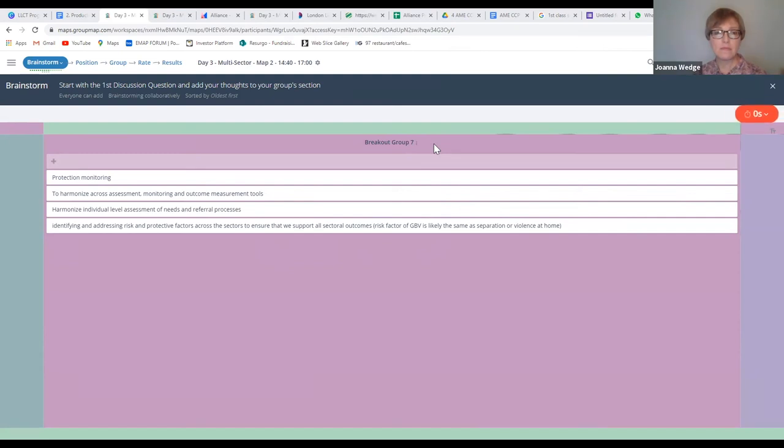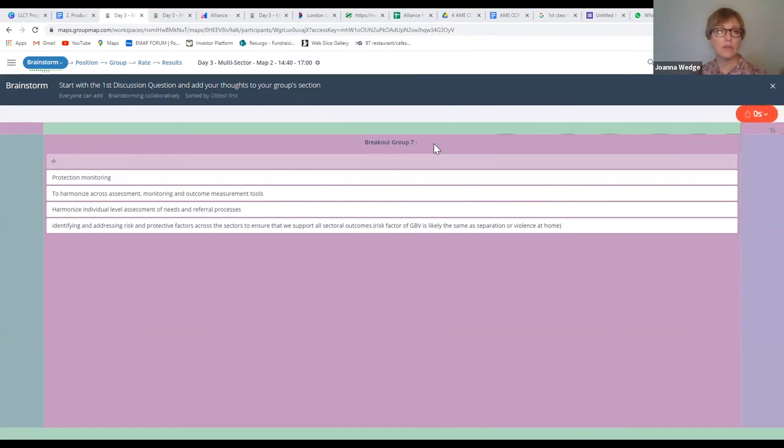Then we were talking about individual level assessment of needs. So we were talking about how a child who may be referred for a child protection issue may also have a GBV issue or other protection concerns. But because the sectors do this independently, you're almost duplicating or triplicating.